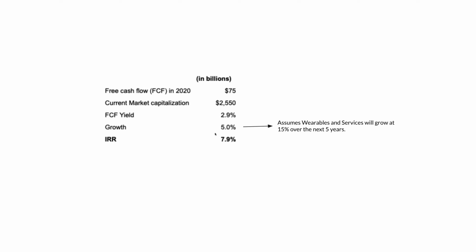Now, I said Apple can continue growing its top line at 5%, assuming that wearables and services will grow at 15% over the next 5 years. Wearables and services represent 30% of sales. If they grow at 15%, the overall pie will grow at 5%. If 30% grows at 15%, the pie grows at 5. I'm saying one has to get somewhere between 7 to 8%.